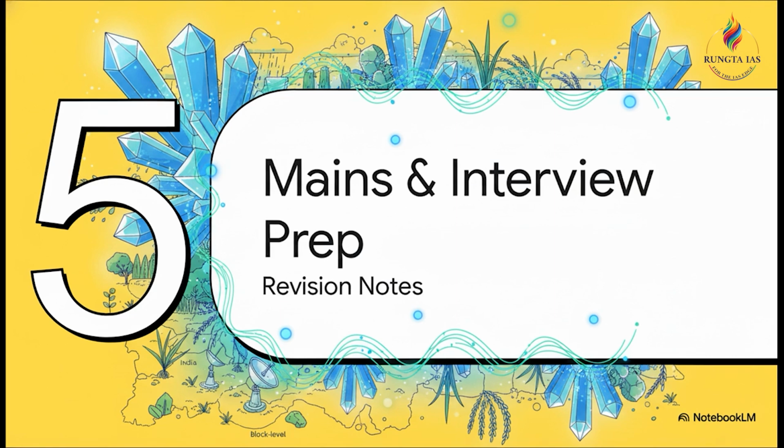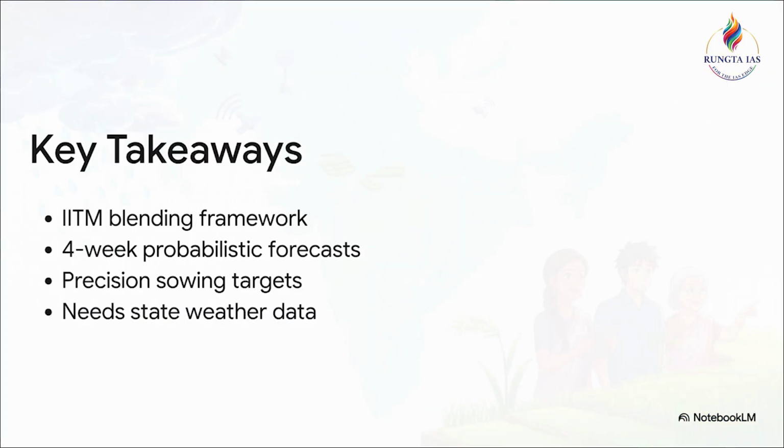It's time to crystallize this entire explainer into high-yield, reproducible bullet points that you absolutely must add to your revision notes today. Keep these key takeaways ready: the IITM blending framework, the direct, weekly, and 4-week probabilistic forecasts, the focus on precision sowing for farmers, and the critical dependency on observational data. Remember, any future nationwide expansion of this system relies heavily on state governments stepping up and sharing their local weather data to allow for that downscaling. Be sure to integrate these exact points into your GS3 agriculture policy answers.